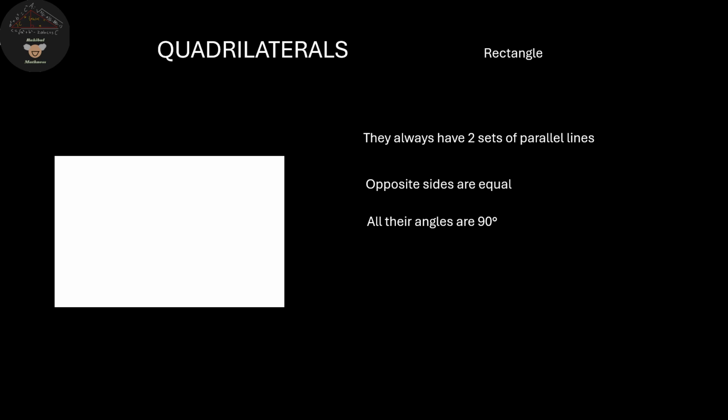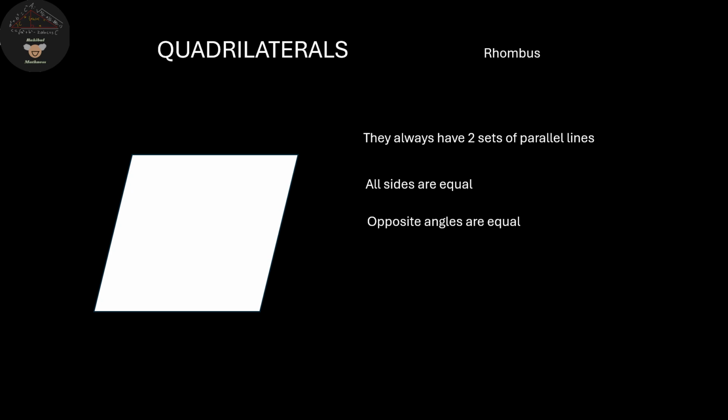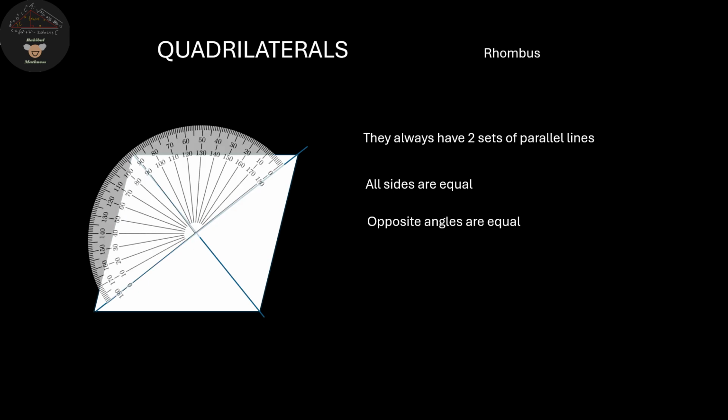Next, we've got a rhombus. A rhombus must also have two sets of parallel lines. Remember, parallel lines don't necessarily have to be straight. They can bend a bit, but they cannot curve. All sides must be equal like the square, and opposite angles must be equal. There's another thing which I forgot to mention here. The points where the diagonals meet are right angles.